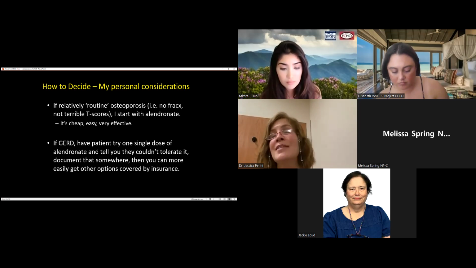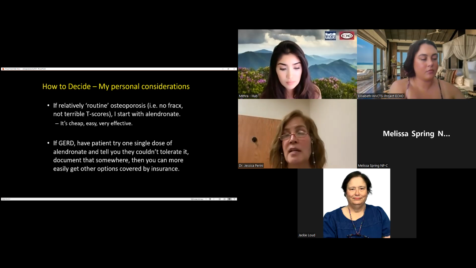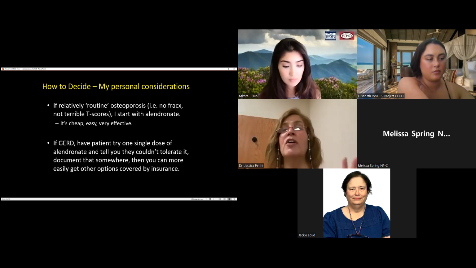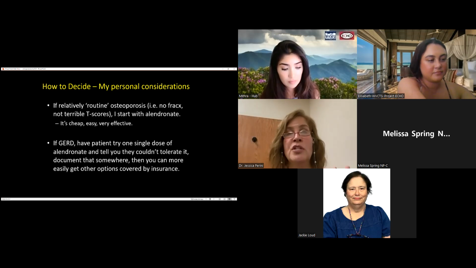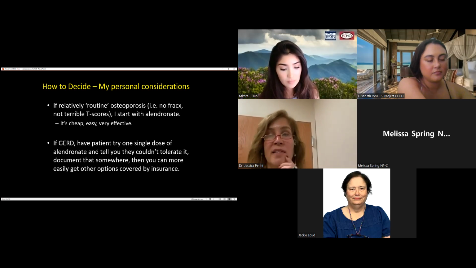But alendronate is a great osteoporosis medicine. It reduces hip fractures, vertebral fractures, non-vertebral fractures otherwise. It's old and tried and true, and it's cheap. So it is a very good medicine. Next slide.